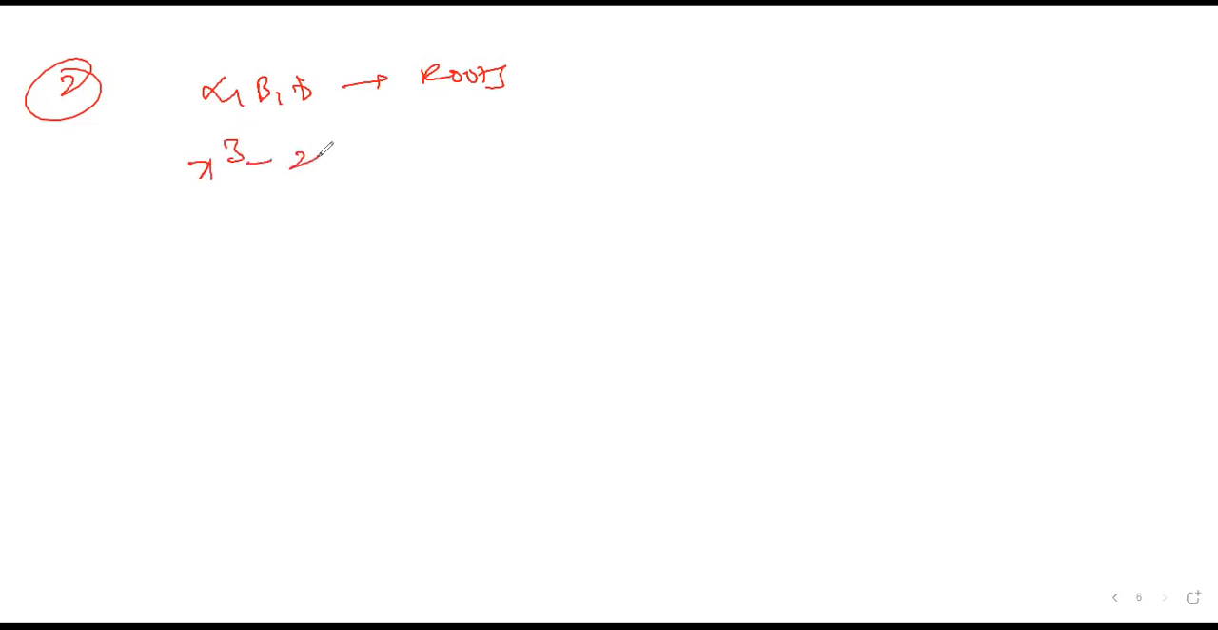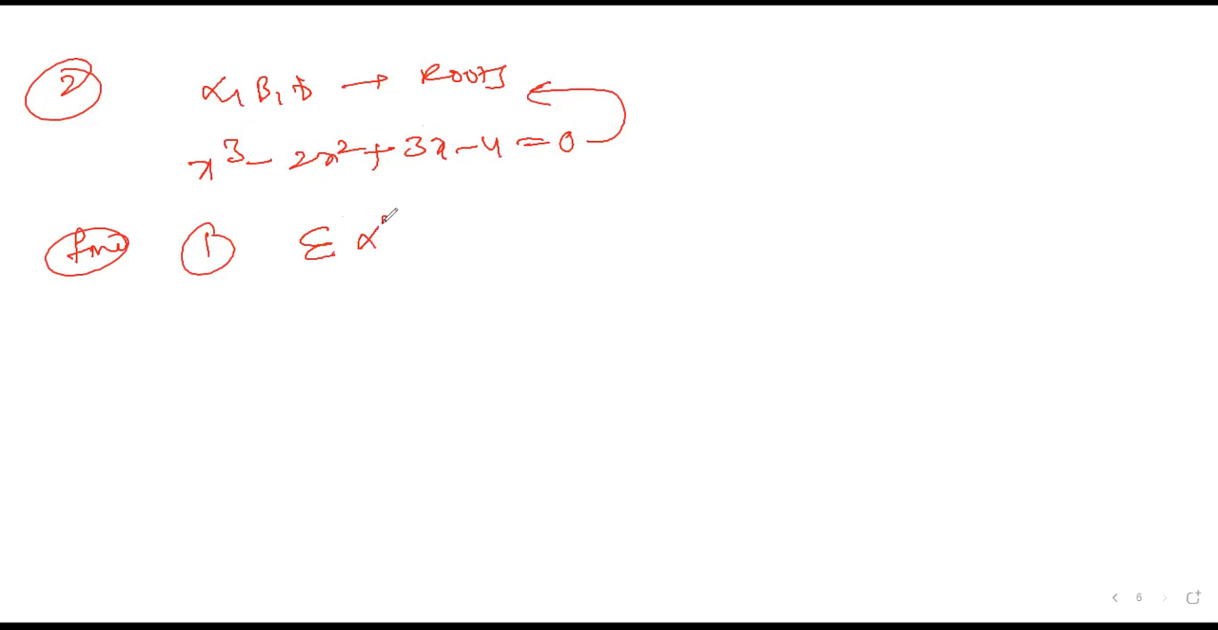x cube minus 2x square plus 3x minus 4 is equal to 0. Alpha, beta, gamma are the roots. They are asking two questions. What is the first question? Sigma alpha square beta square. Second one, sigma alpha beta. I think we know that sigma means a summation of the terms.